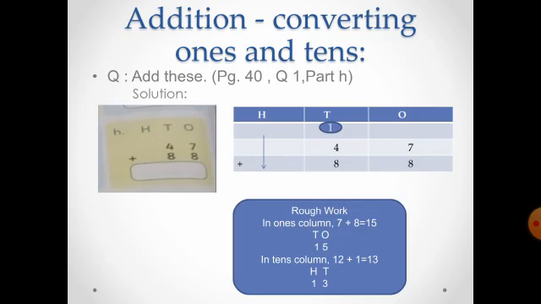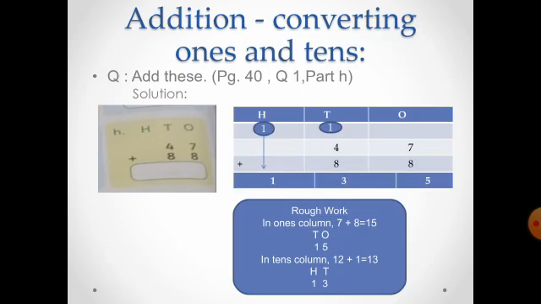Then you will come to know why I added the column of 100 over here. Start from the ones. In the ones place we have 7 and 8. We will add 7 and 8 and we will get 15. 15 is a two-digit number, so 5 will be written as it is and 1 will be carried.